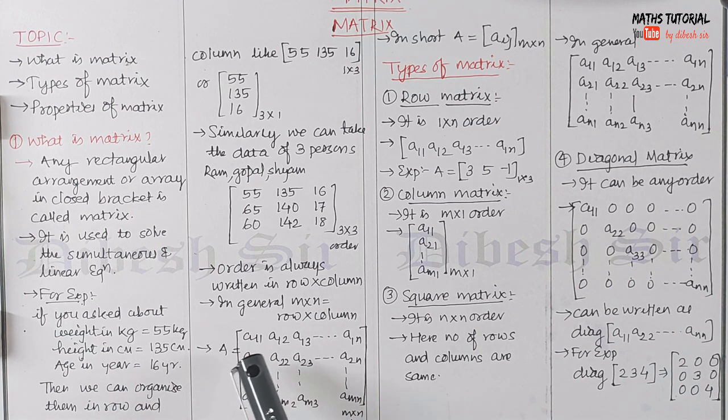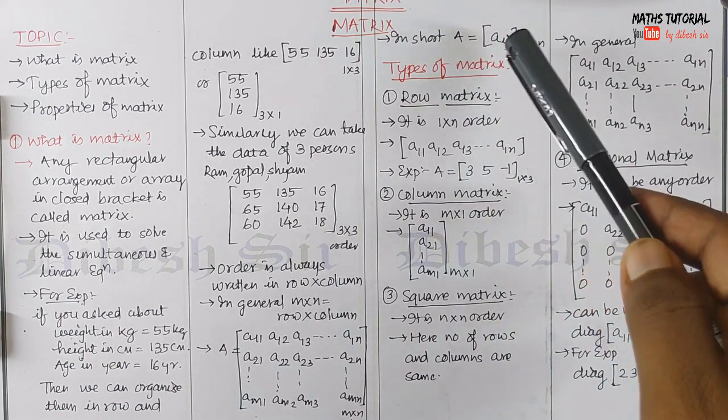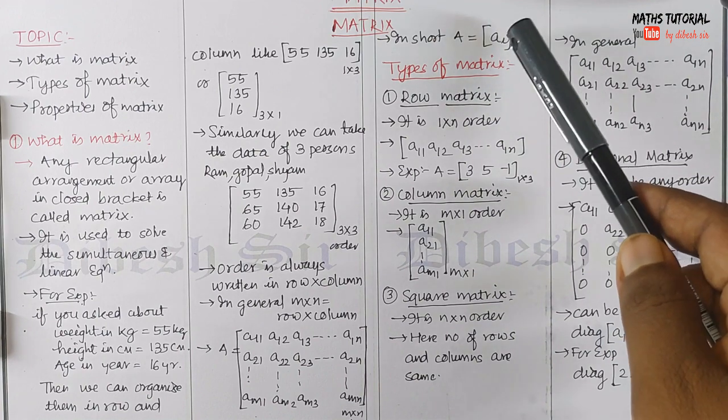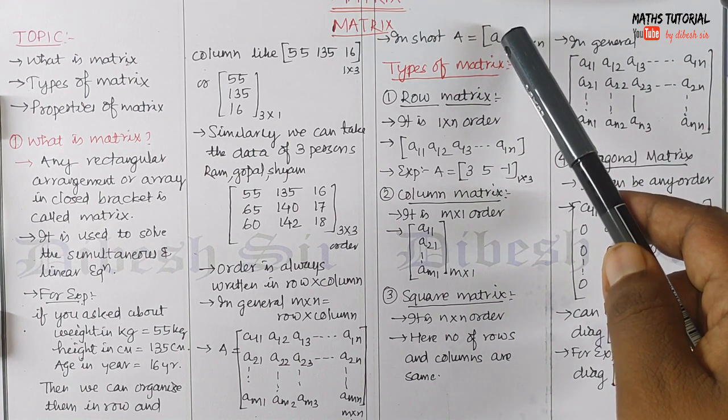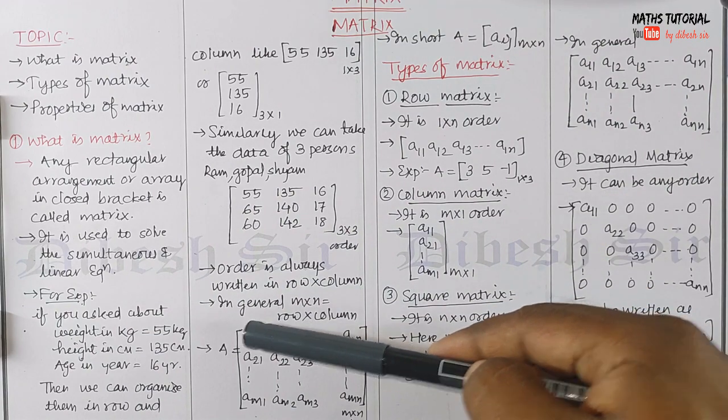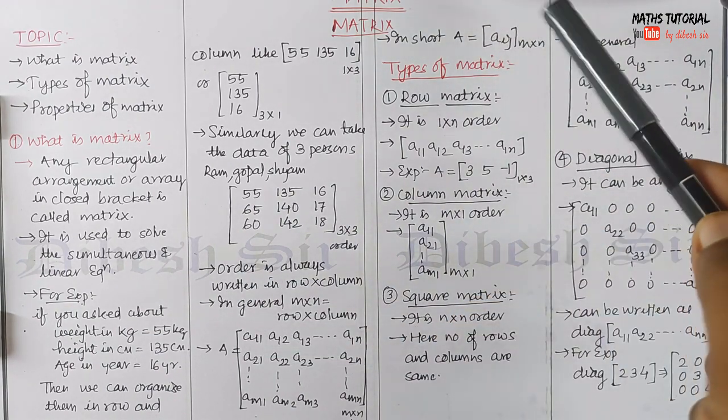In general, it is written as a11, a12, a13, up to a1n, a21, a22, a23, up to a2n, up to am1, am2, am3, up to amn. It means it has m rows and n columns, that's why m cross n order. In short, A is equal to [aij] m cross n. i means row, j means column. First one is i, second one is j, remember that.